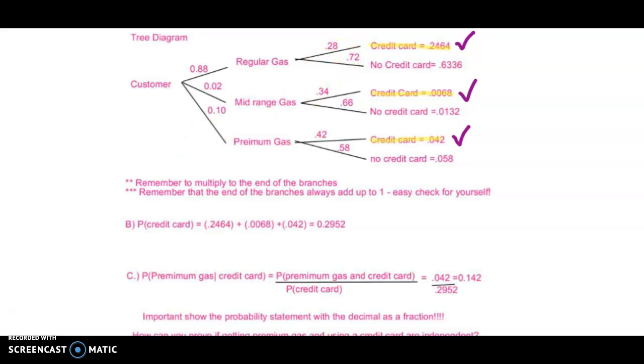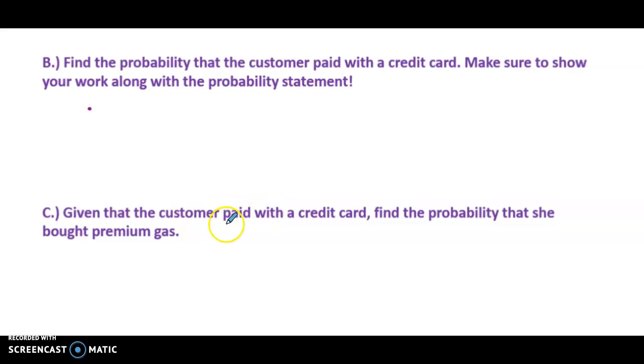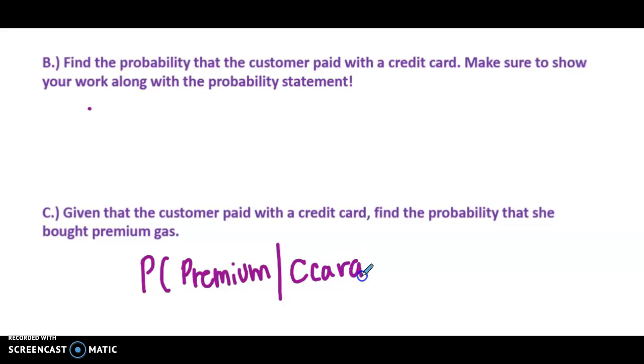Now, the next question says, given the customer paid with a credit card, find the probability that she bought premium gas. So this is where you're going to use your conditional statement. What are we finding? We're finding the probability that they got premium gas, given what do we know first? That they paid with a credit card. Okay, now remember your formula. Okay, premium given, that's what we already know. We already know that they've paid with a credit card.